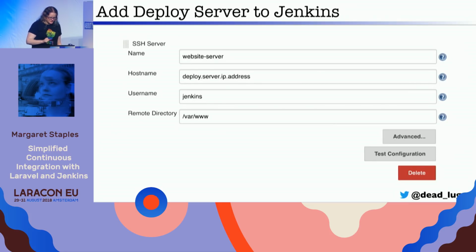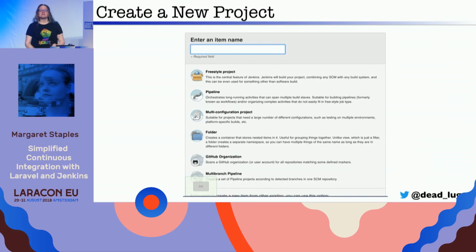Okay, so this will pop up. For the name, whatever your deploy server is named. For the host name, that's the IP address of the deploy server. Then the username is Jenkins, and the remote directory is your web root. For me, that's var www. If you use a different web root, put in your web root. Then go ahead and hit the test configuration button. It's not required, but anytime you have a test that I've done this right button, select the test that I've done this right button. And then go ahead and save. All right, now we're ready to create a new project.